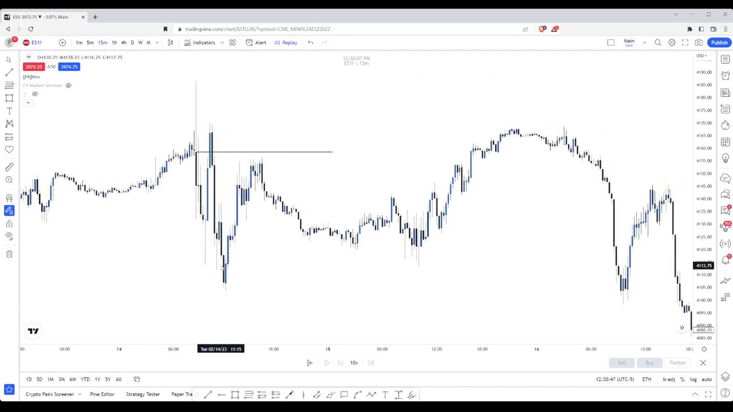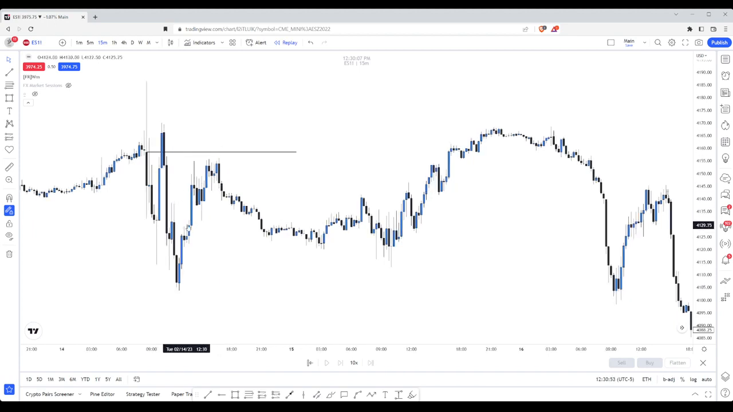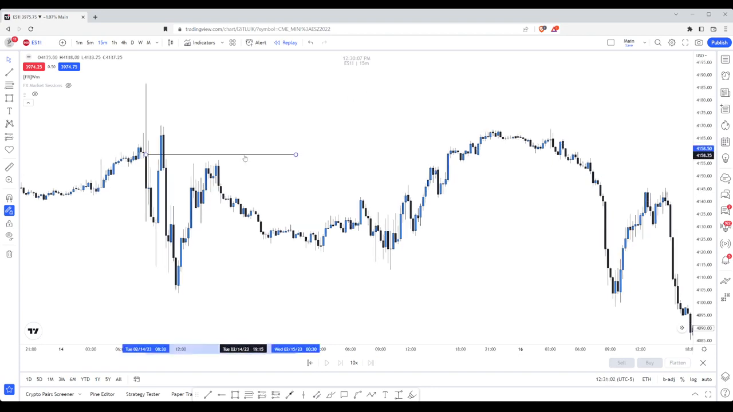Or you could have bought when price came back down here at a later area. Could have taken sells up here. But if you look for buys below this level, or look for manipulation below the level, that's where you're going to find the best opportunities.